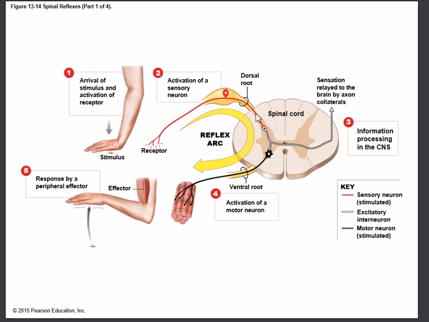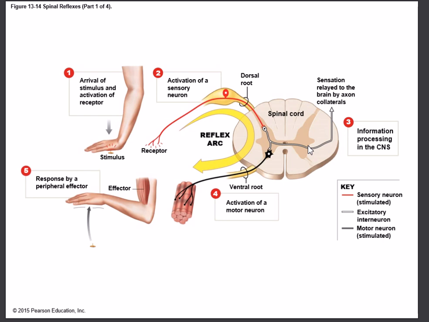The sensory neuron enters the posterior horn of the spinal cord, and it's going to synapse with the third component of a reflex arc. This is the neuron or neurons that are going to process the information. This is what we call integration. They're evaluating the information that's coming in from the sensory neuron and the receptor, and they make a decision: do we need to do something about it? So this would be the third component of the reflex arc.